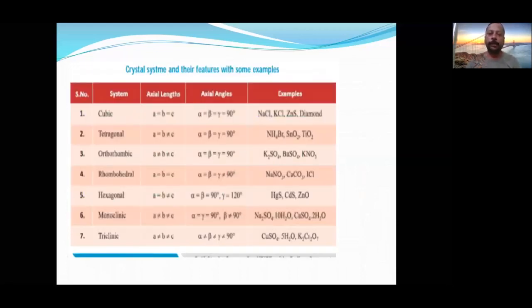Next, if there are differences in angles, or differences in axial lengths, they are further divided into 7 basic crystal systems. How many basic crystal systems? 7 basic crystal systems. Okay. First one is cubic, tetragonal, orthorhombic, rhombohedral, hexagonal, monoclinic, and triclinic. And I find most of the time questions are coming from this tabular form only. So try to go through this tabular form and memorize them.